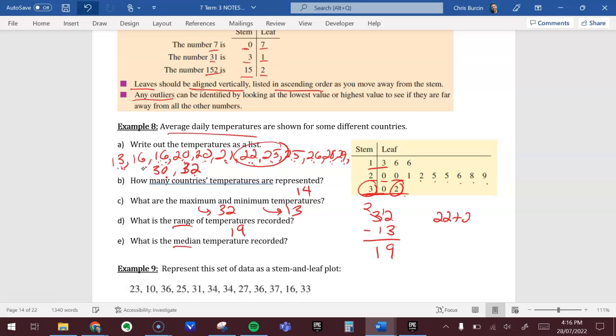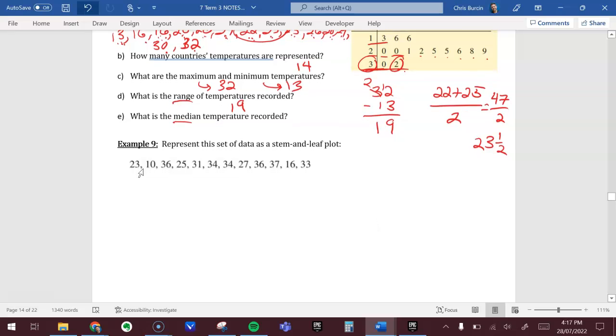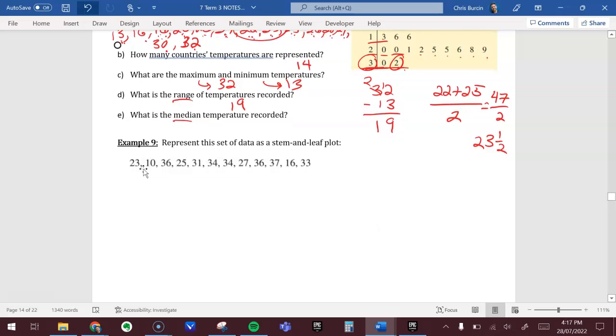So 22 plus 25 divided by 2. Let's see what we come up with, 47 divided by 2. And that's going to give me a decimal, and that's okay. That's going to give me 23.5. Now, represent this set of data as a stem and leaf plot.